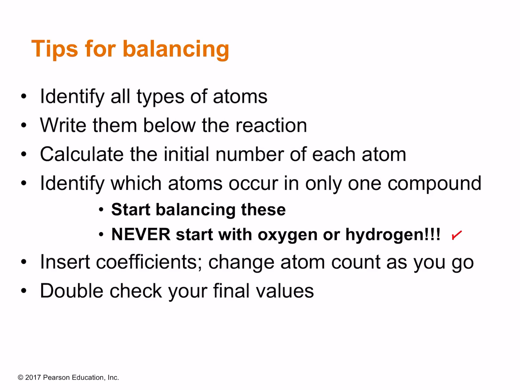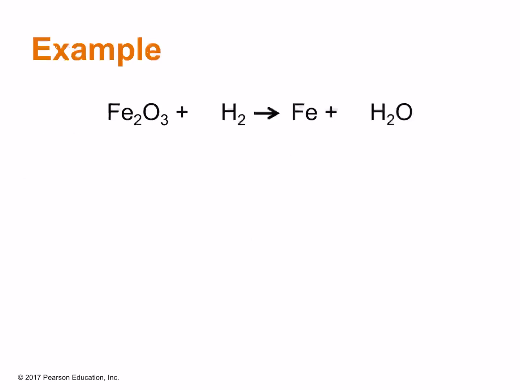But I would never start with oxygen and hydrogen. I would always do those last. This is because they usually show up in multiple places in the reaction and can cause you trouble. So if you're stuck, you may have started with oxygen or hydrogen, and I would just erase everything you've written and start over. And then we're going to insert coefficients. We're going to put numbers in the front, and we're going to change our atom counts as we go so that we can see if we're balanced. And then we're going to double check our values right at the end. So here we go. This is going to be easier in examples.